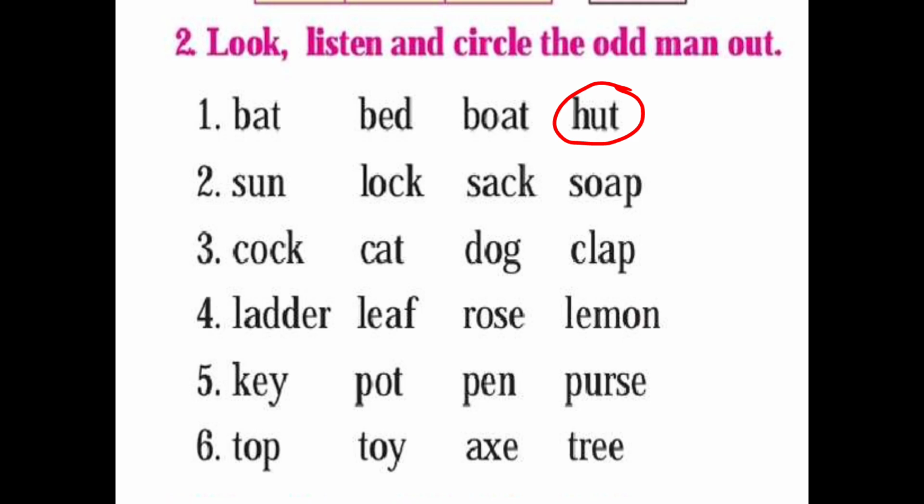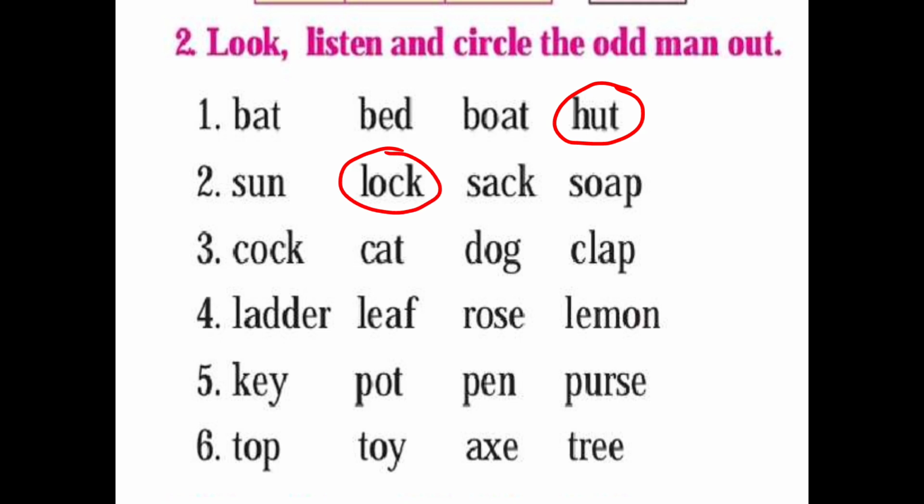Second one, S-U-N, sun, L-O-C-K, lock, S-A-C-K, sack, S-O-A-P, soap. Now here we have all the words beginning with letter S. And lock is the word which begins with L. So lock is the odd man out.